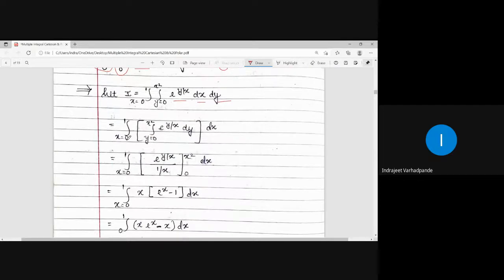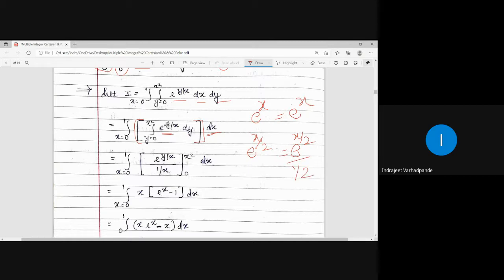So I is equal to integral x from 0 to 1, and dx is written outside the rectangular bracket. Integration of y from 0 to x square for e to the power y by x dy. As I told you, integration with respect to y, keeping x constant. What is the integration of e to the power x? Integration of e to the power x is e to the power x. Integration of e to the power x by 2 will be e to the power x by 2 upon the constant. What is the coefficient of x? The constant term 1 by 2.